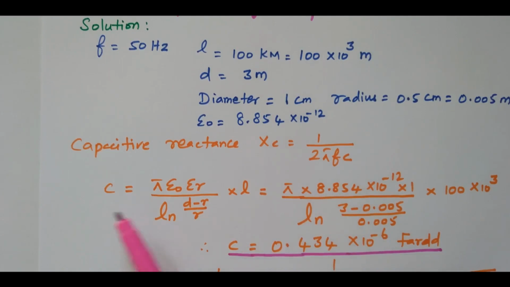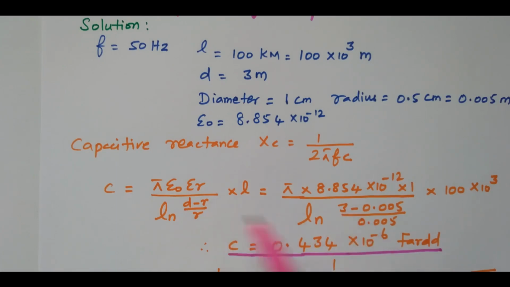What is the C value? C equals pi epsilon naught epsilon r divided by log (d minus r) by r. Just now we got this derivation. This is the total capacitance, C. Pi epsilon naught is 8.854 into 10 to the power minus 12. Epsilon r is 1, we are assuming that it is air. Divided by log (d minus r). D is the distance between the conductors, which is 3 meter.